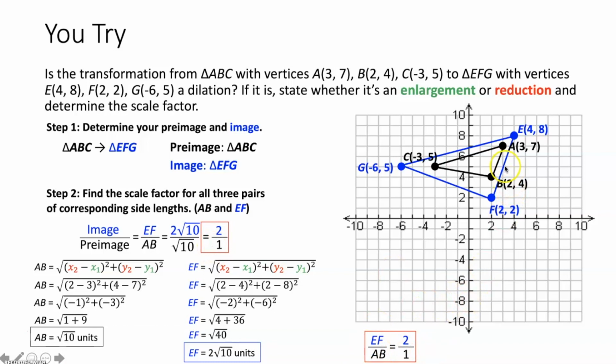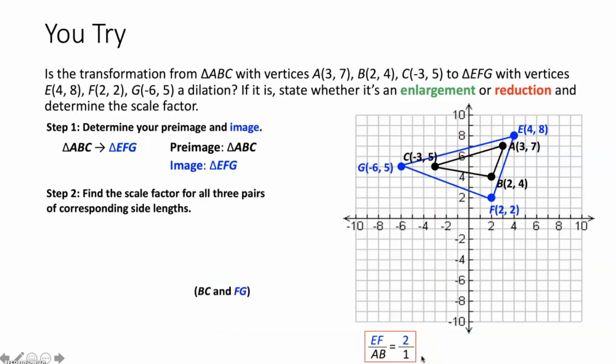But we're not done. We need to make sure that the scale factor of all 3 pairs of corresponding side lengths is the same. It should all be 2. So we go on to our next pair of corresponding side lengths, which would be segment BC and segment FG. Remember, in order to create our scale factor, it's got to be the side length of our image over the corresponding side length of our pre-image. So that would be the measure of segment FG over the measure of segment BC. So we can find either of these measures first. Doesn't matter. I'm going to find the measure of segment BC first.